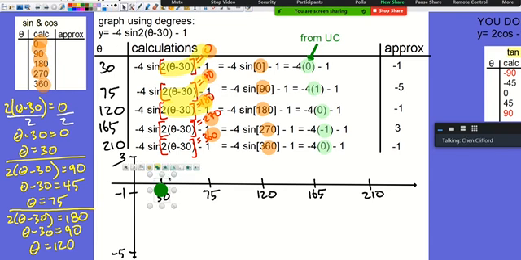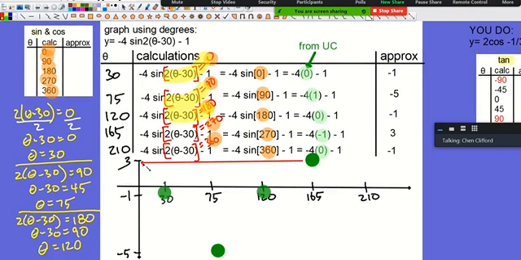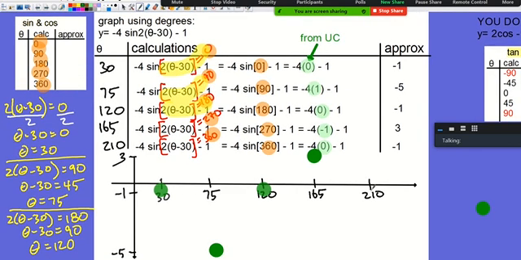30, -1, boom. Right smack dab right there. Let me make the green a little bit see-through so you can see the 30 there. 75, -5, boom. 120, -1. Let me again make that dot a little bit see-through. 165, 3. Remember it lines up with that 3. And 210, -1. Boom. Ideally, I would have liked to make this dot a little higher, which means I push the 3 up a little bit higher, but I ran out of space on top.